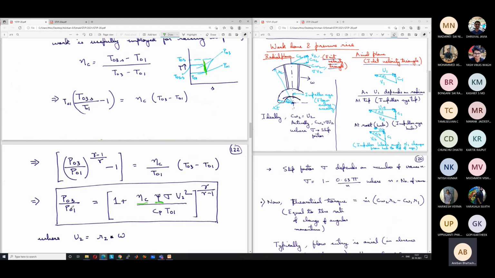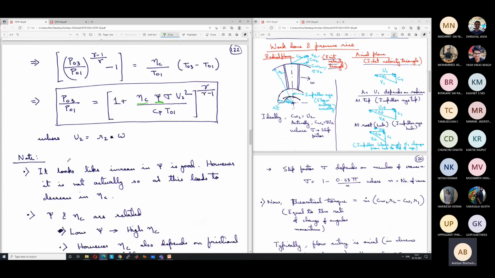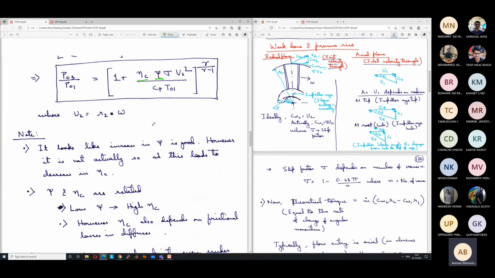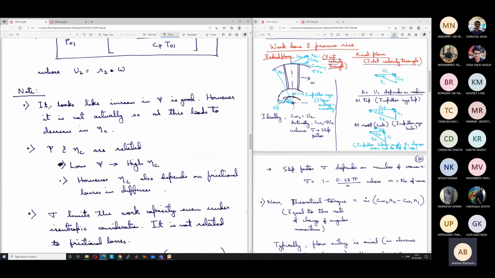So in general, we are not going to get extra, although it looks like this, but these are not independent factors. If psi increases, eta C will decrease. So if frictional losses increase, the overall value will decrease. Pressure ratio will decrease if there are more frictional losses. So these points I have just discussed are noted here. If you are reading the notes later on, I'll just quickly go through them.